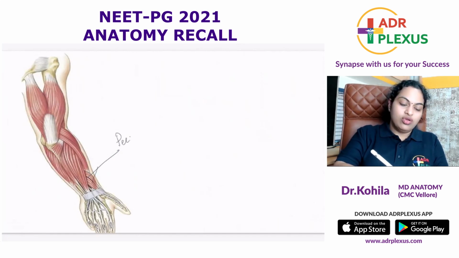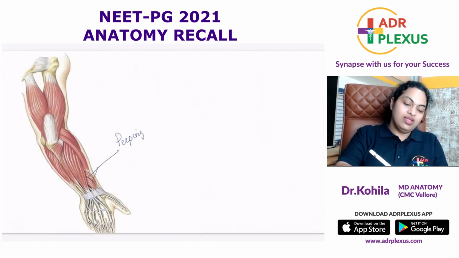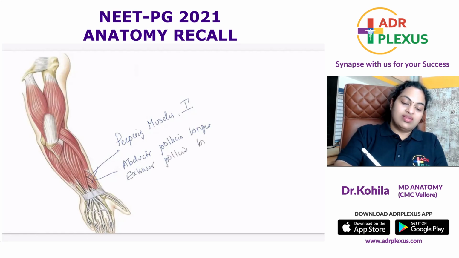Remember, these are your pee-ping muscles. We had a quick revision of anatomy before your exams. Remember where I revised this? The pee-ping muscles, passing through the first extensor compartment: abductor pollicis longus, extensor pollicis brevis. And these extensor muscles of the forearm are going to be supplied by radial nerve.